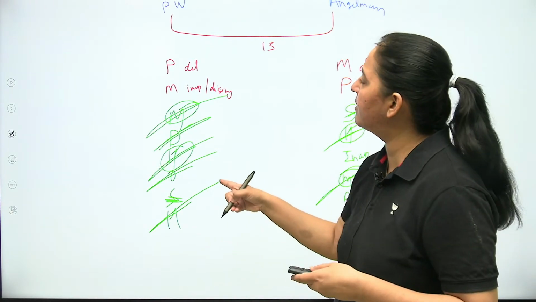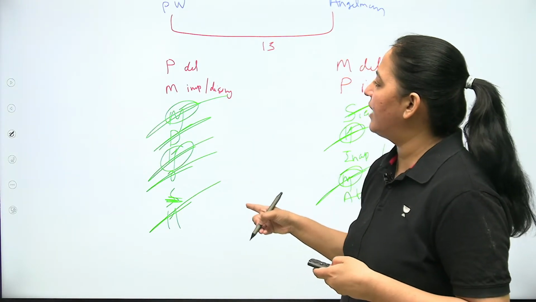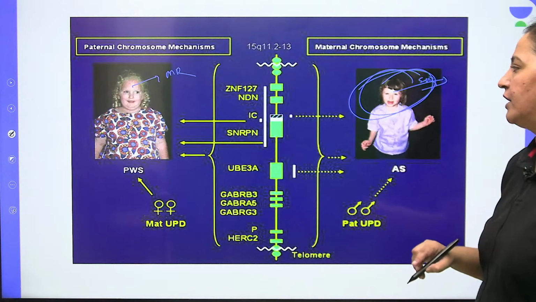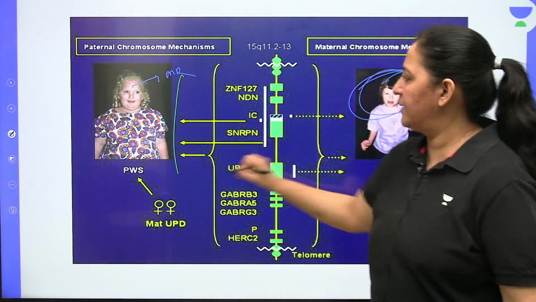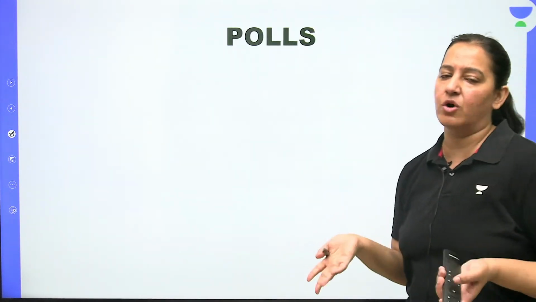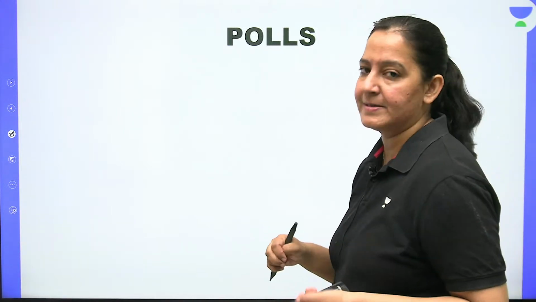Can anyone help me in reminding? What was S in Prader-Willi? Okay, yes, short stature. Very good, Vibhuti. It was short stature. So this girl is short, but this one is not short as compared to peer group. So let me launch some polls based on these two confusing syndromes.